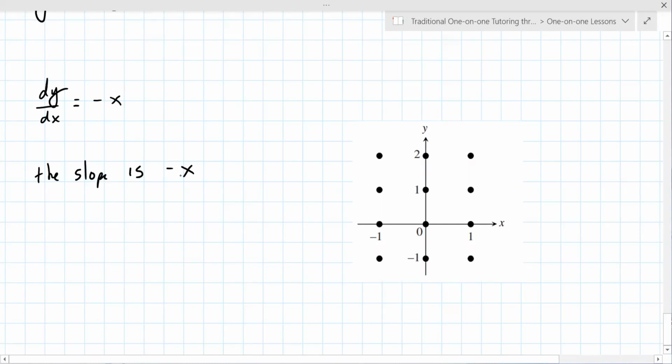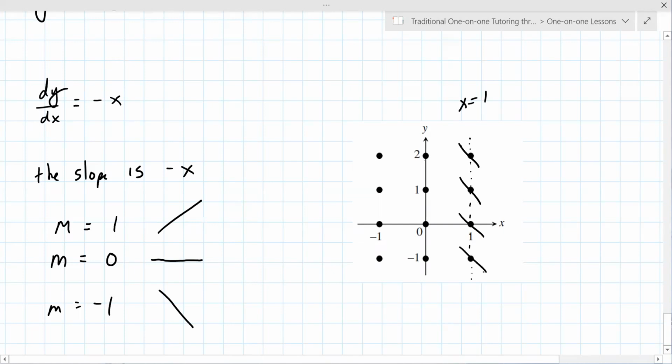Okay, so there's a couple of slopes that you know really well, like a slope of 0 is a horizontal line. Slope of 1 is a line up and to the right. Slope of -1 is a line down and to the right. Now the mistake here is to just plug in points, because you just have your differential equation in terms of x, not x and y. So for example, right here, this dotted line, this is where x equals 1. Every point along here is where x equals 1. When you put 1 into x, what is the slope? It's -1. So it's this. You draw these lines here.